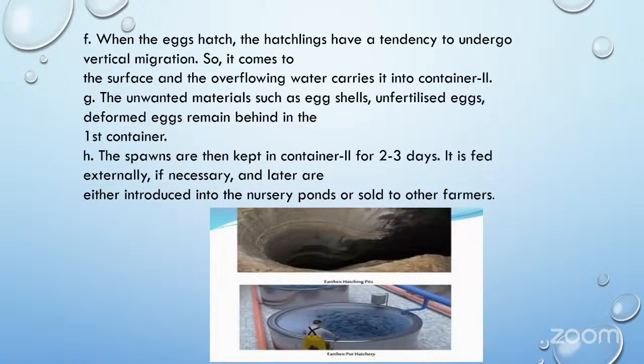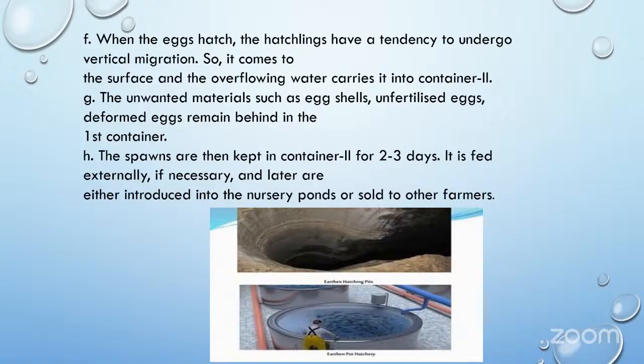When the eggs hatch, the hatchlings have a tendency to undergo vertical migration. So they come to the surface and the overflowing water carries them into container 2. The unwanted materials such as eggshells, unfertilized eggs, and deformed eggs remain behind in the first container.